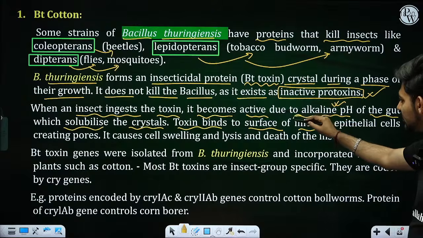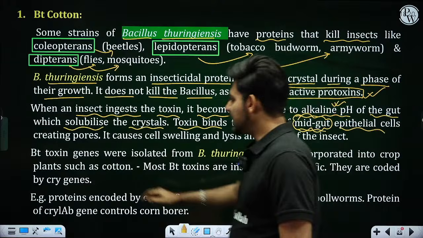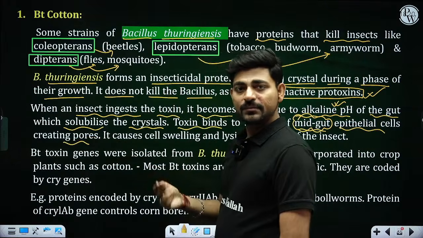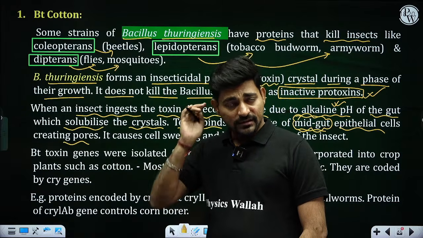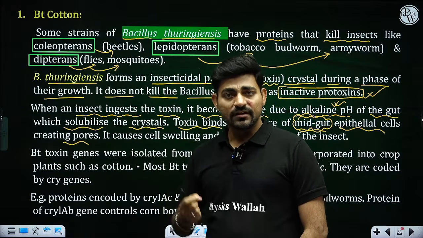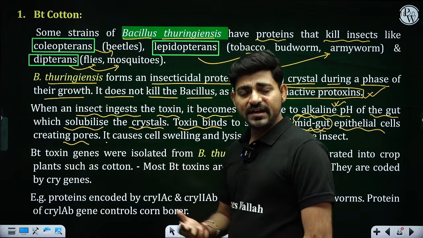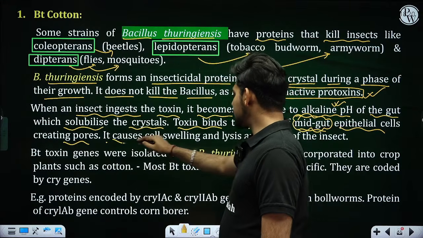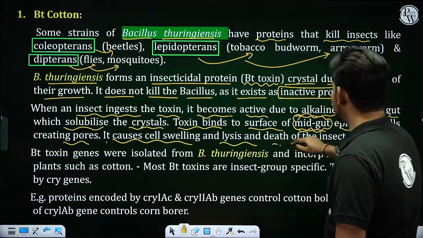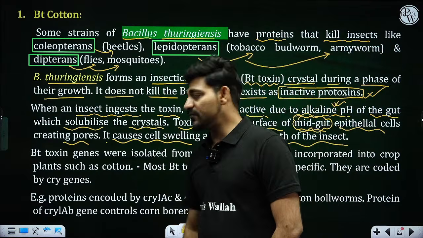You need to remember this. The toxin binds with their midgut epithelial cells and creates pores. Now if midgut is destroyed, you know that midgut of insects is the site of digestion and the absorption. So if there is no complete digestion, no absorption of food, it will cause cell swelling and lysis, and obviously death of that insect, particularly the larval form.